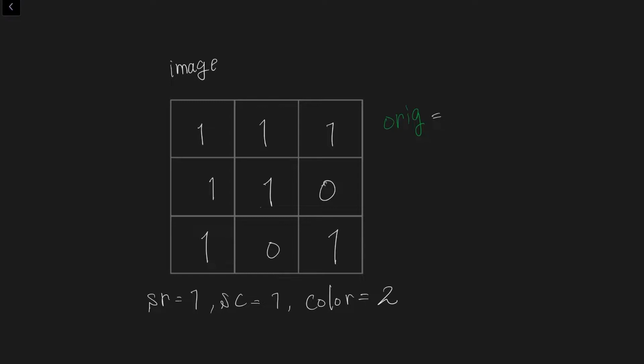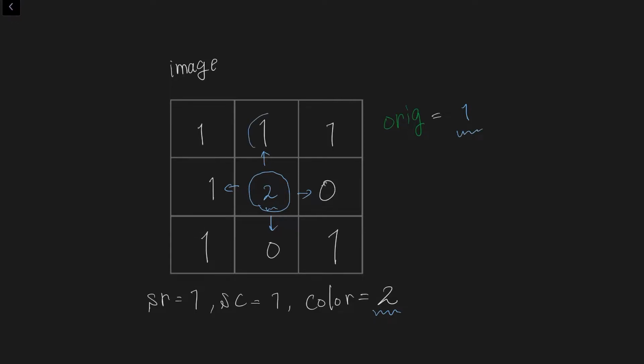So we have SR and SC as 1 and 1. So the starting point is here. We're going to also keep track of the original color, which is the value at the starting point. So in this case, 1. We are going to change the color from 1 to 2. We're given new color 2. So first thing we're going to do is change the color at the starting point. And then next we're going to check its neighbors that we can visit. So for directions, up, down, left, and right. And then we're going to find the ones that have the same value as the original color.